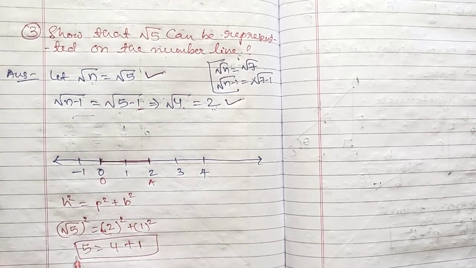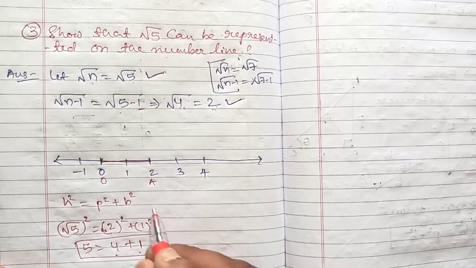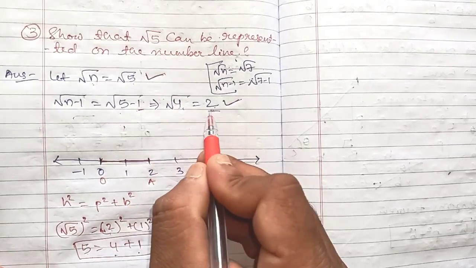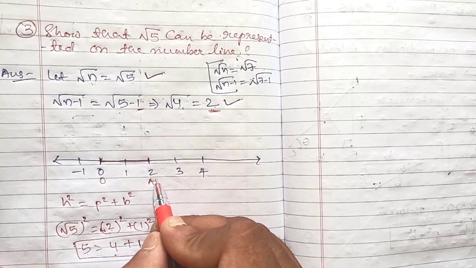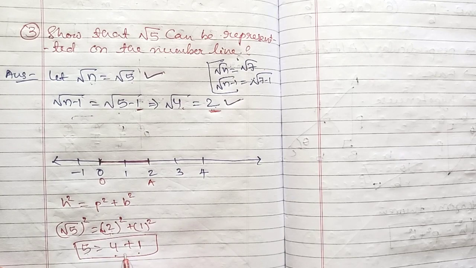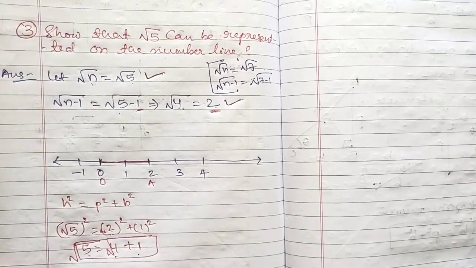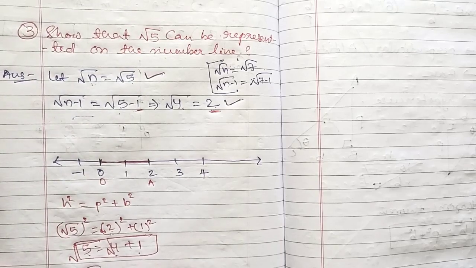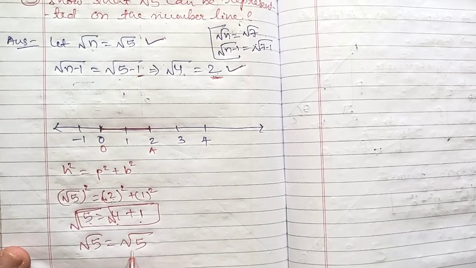So for 5 centimeter or root 5, we will use 4 plus 1. So 4 plus 1 means 2 squared plus 1 squared. Whichever number you are subtracting, that square you have to take. So 2 squared plus 1 squared is 4 plus 1, which is 5. If we put the square root, this will become root 5, and this also will become root 5. Both are root 5 here.